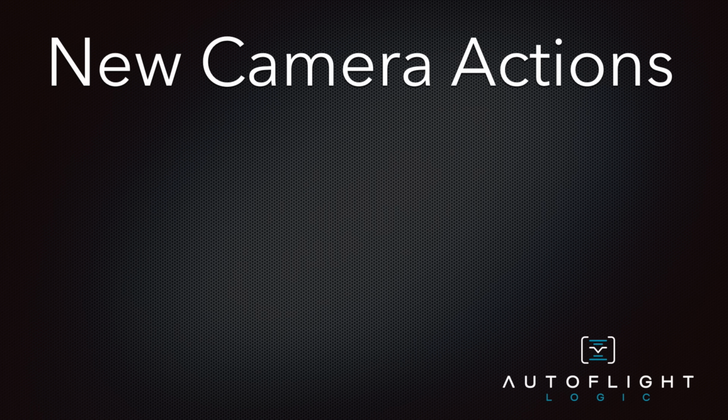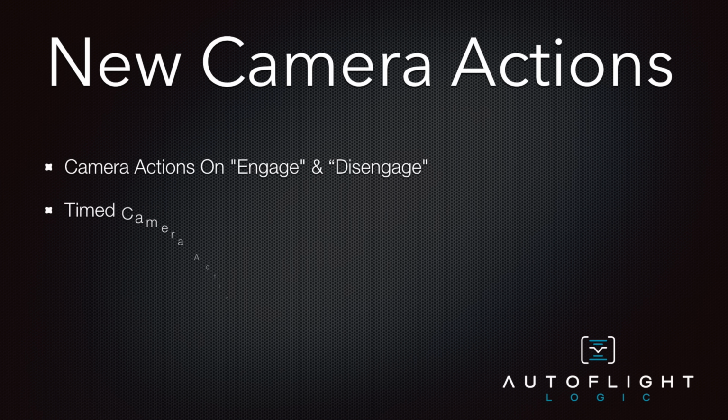In the second section, I'm going to take you through new camera actions. These are things that you can use to better control the camera during waypoint missions. These include camera actions on Engage and Disengage, which is something that's now available in all modes, but allows you to ensure that you're recording once you engage Autopilot. Second, timed camera actions at waypoints, which allows you to tell Autopilot to start taking pictures or doing video when reaching a waypoint. Third, camera triggers.